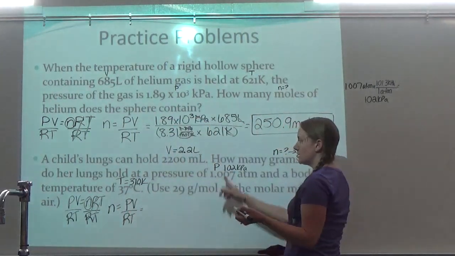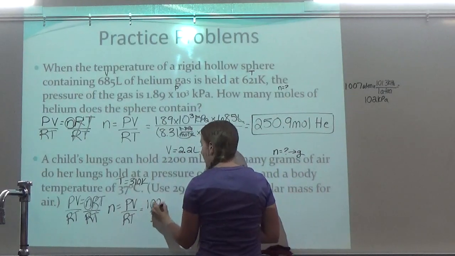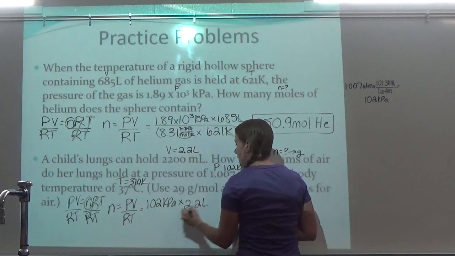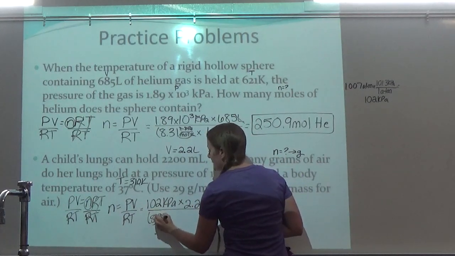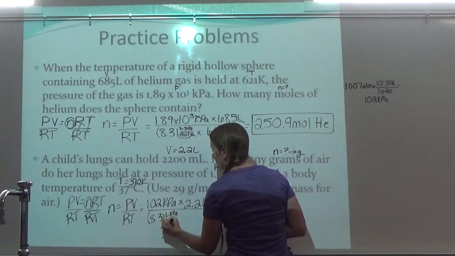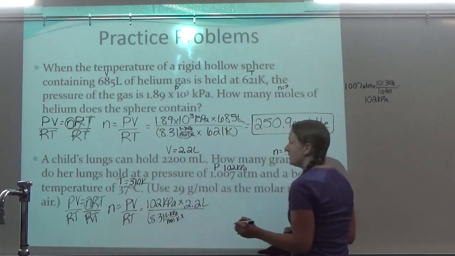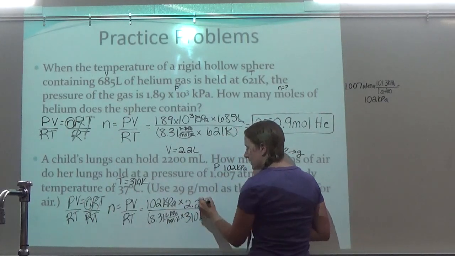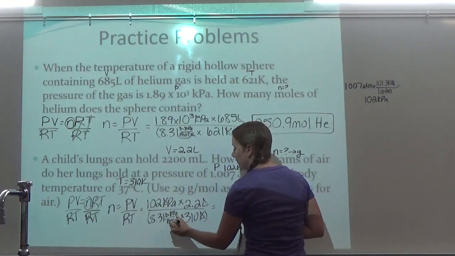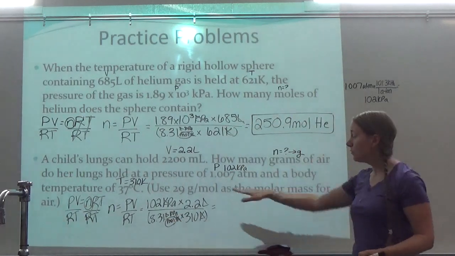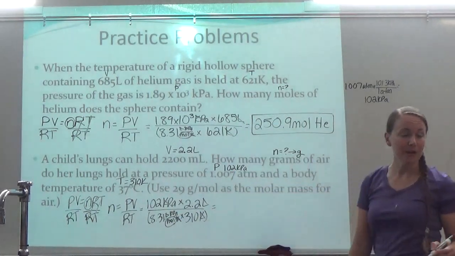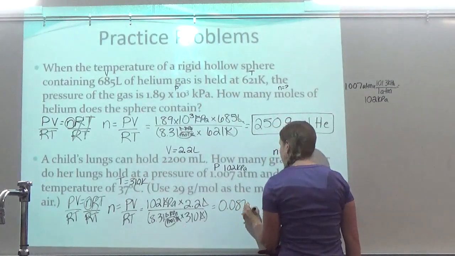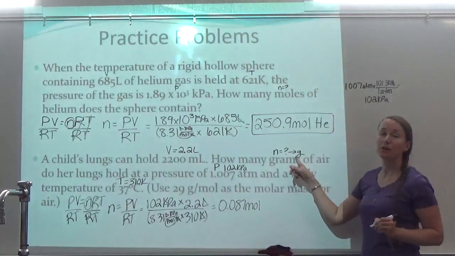And so I just plug in. I changed my pressure to 102 kPa. I changed my volume to 2.2 liters. My R value is always 8.31 liters times kilopascals over moles times Kelvin. And my temperature, I changed to 310 Kelvin. So again, my kilopascals cancel, my liters cancel, my Kelvin cancels, and I'm left with moles. Once I multiply on the top and divide by the bottom, I end up getting 0.087 moles. But the problem is they want grams.